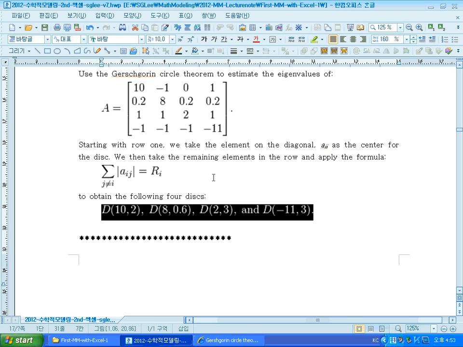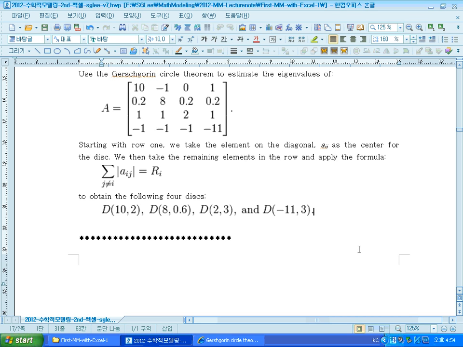So you can easily draw the graph. I drew the four circles, and we can tell clearly that the 4 eigenvalues are in the union of these 4 circles.